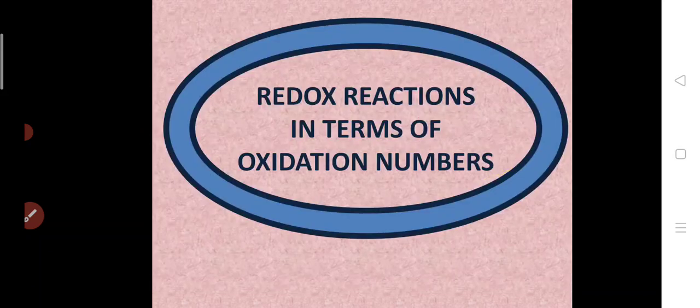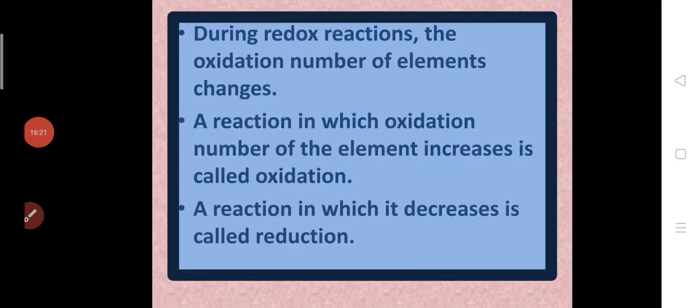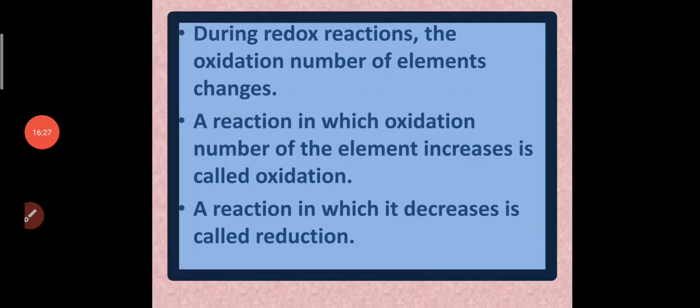Now, redox reaction in terms of oxidation number. What is a redox reaction in terms of oxidation number? During redox reactions the oxidation number of an element changes. Definitely, when a redox reaction takes place, there is electron transfer, and our oxidation number also depends on electrons. So when a redox reaction takes place, the oxidation number changes.